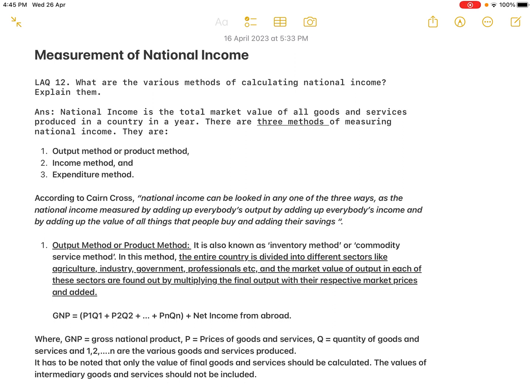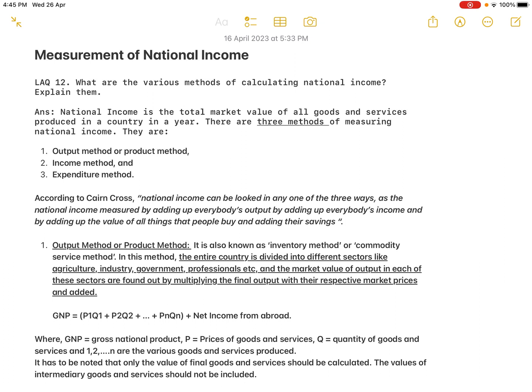Okay, so the meaning, in the previous class itself I have already explained to you what is the meaning of national income and what is the meaning of the market value of goods and services, isn't it? So we are just mentioning the introduction, the meaning of national income. Coming to the answer, national income is the total market value of all goods and services produced in a country in a year. I have explained to you how we calculate the market value, that is price into quantity.